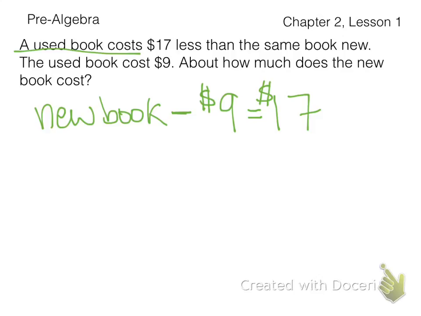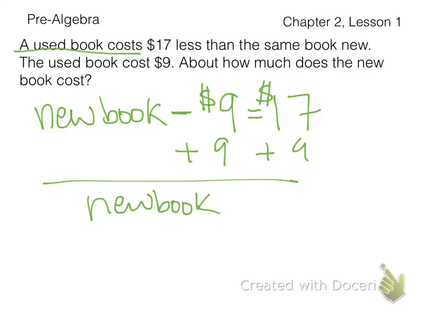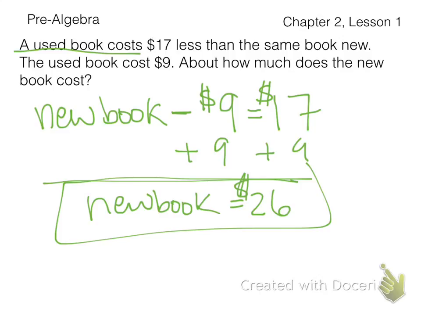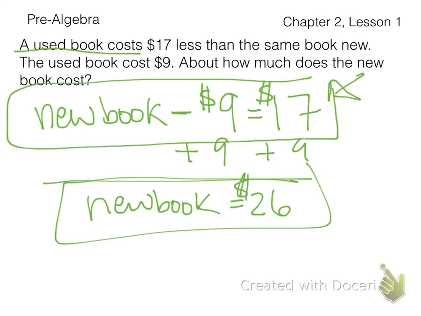There's another way you can set it up, but this is the way they really want you to set it up. So what do I need to do to figure out the new book? Well, I'm going to add 9. So the new book is going to cost $26. There we go. I know a lot of you guys would just be like, hey, it's going to be the new book plus $9, which is fine, or the difference plus the used book, and that's fine too. But really, when they're asking you to write an equation, they're going to ask you to do this, okay? So I do need you to be prepared to do that on any of your tests.